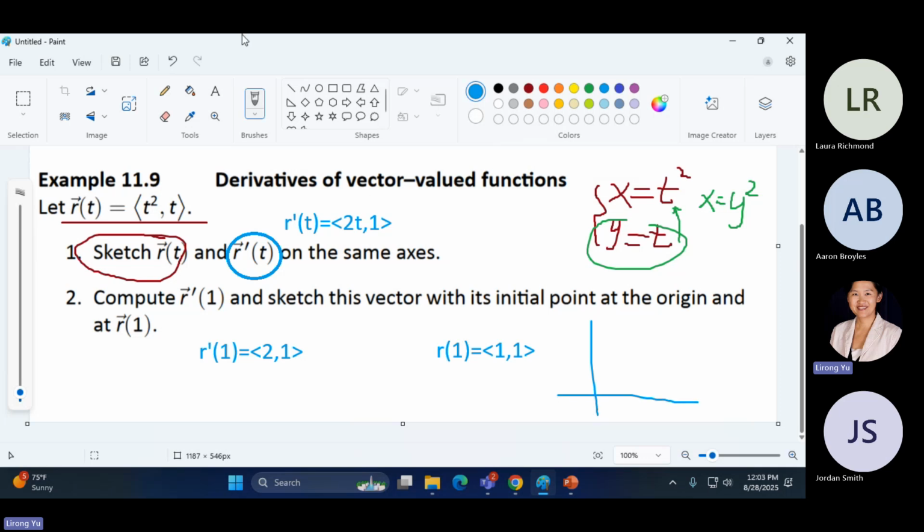Okay, so for 1, 1, you identify the point 1, 1. There's 1, so you graph it like this. Okay. And then we also want to graph this r prime 1. R prime 1 is 2, 1, so you get 2, and there's 1, so you graph this vector.